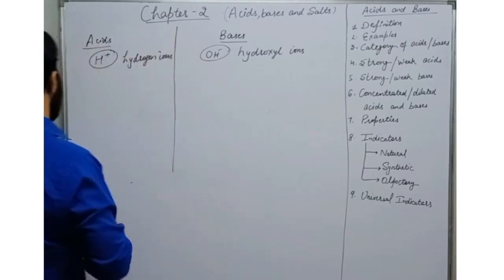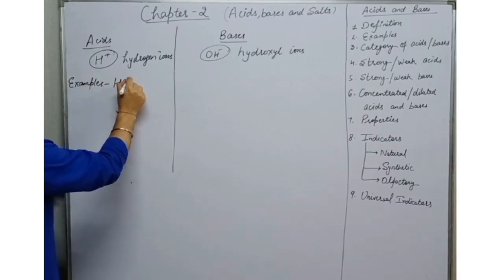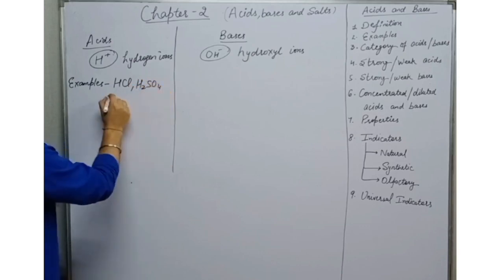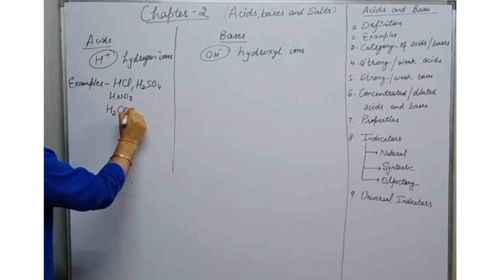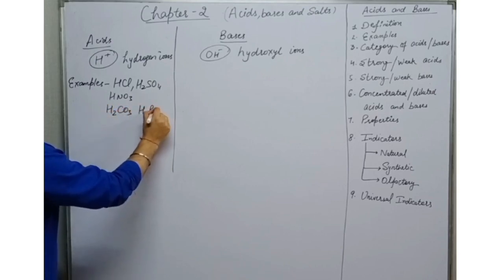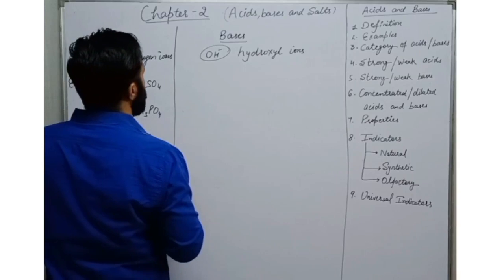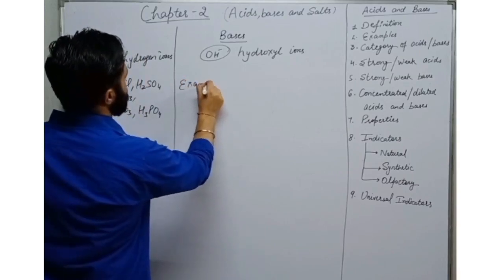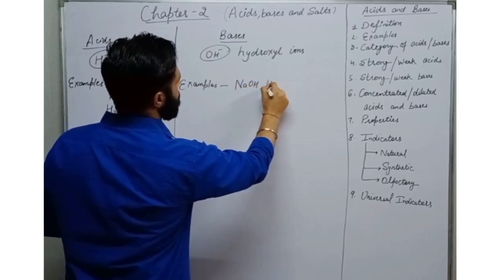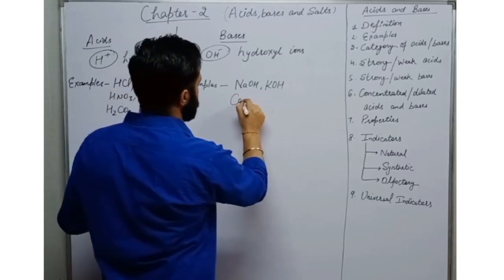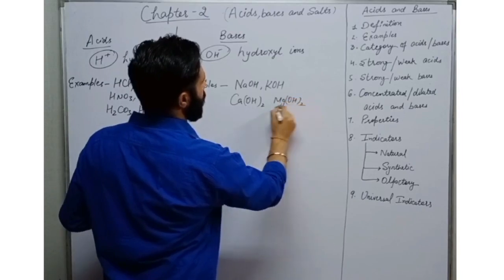So let's take some examples. HCl, H2SO4, HNO3, H2CO3, H3PO4. These are some examples of acids. Bases examples: NaOH, KOH, CaOH2, MgOH2.